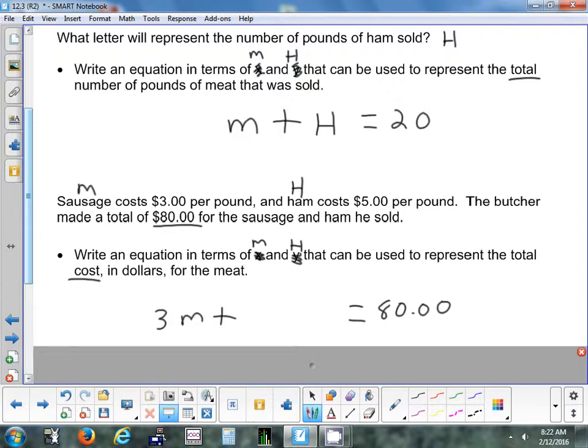All right, now ham is $5 a pound. What do you think I'm going to put right after the plus sign? 5H. Okay. If he sells 1 pound of ham, 5 times 1, he makes $5. If he sells 2 pounds of ham, 5 times 2, he makes $10. This is your second equation. At this point, we are done making our equations. Now it's like a problem we did yesterday. We just need to solve. But any question on that second problem?